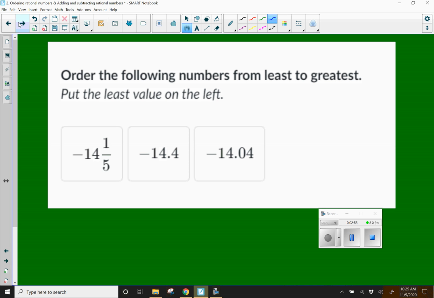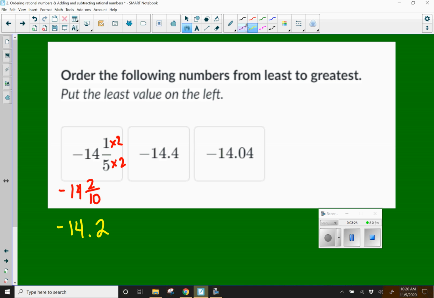Order the following numbers from least to greatest. So this is one where you're going to have to drag them. Again, we need to know what our decimal equivalents are. So let's start with -14 and 1/5. Well, I'm going to just try to get 10 in the denominator. So that's -14 and 2/10, which we know 2/10 means -14.2. Here we have -14.4 and then -14.04.